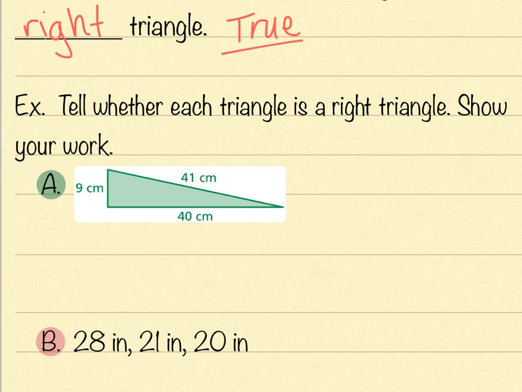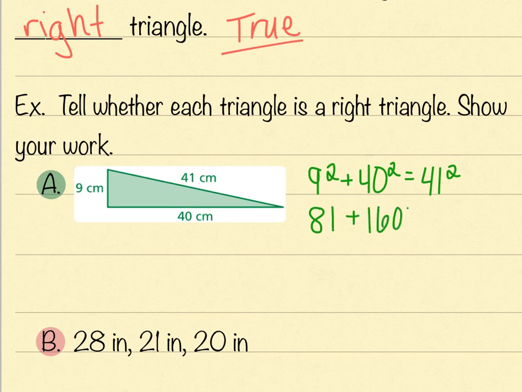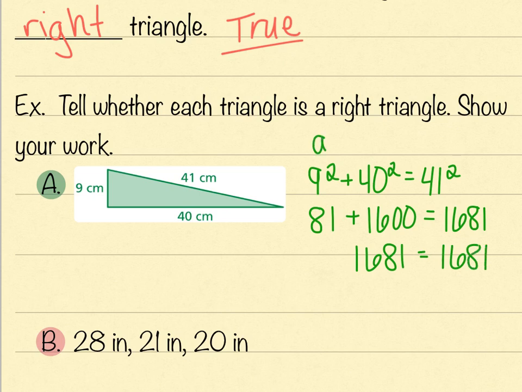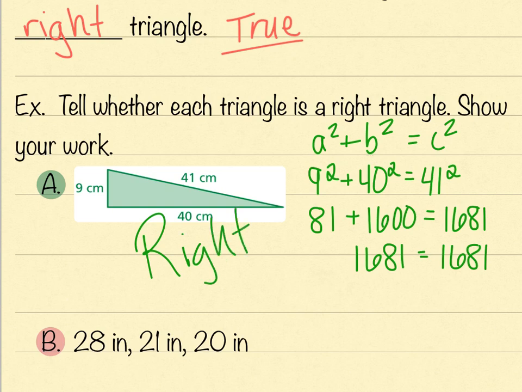So let's see if a squared plus b squared equals c squared. 9 squared is obviously 81. 40 squared is 1,600. And 41 squared is 1,681. So if I add these together, I can see that I get the same exact thing on both sides. So again, if a squared plus b squared equals c squared, then I have a right triangle. This is true, so this must be a right triangle.